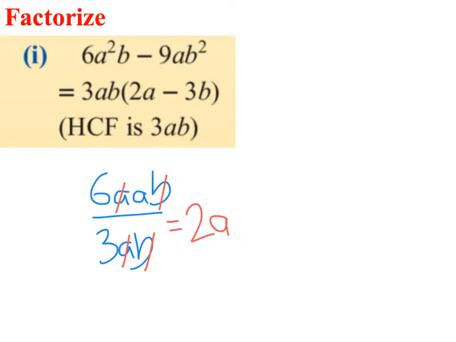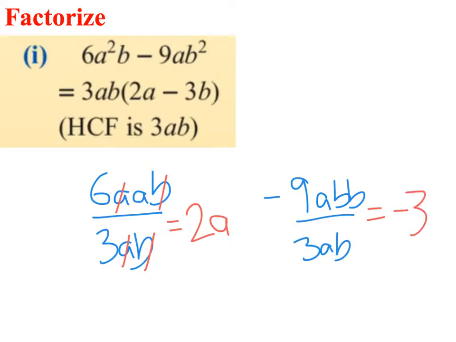And next we're going to divide minus 9ab squared by 3ab. So minus 9ab squared can be rewritten as minus 9abb. And we're dividing it by the HCF. So minus 9 divided by 3 is minus 3. That a will cancel with that a. That b will cancel with that b, and we're left with a single b. So we've got minus 3b.